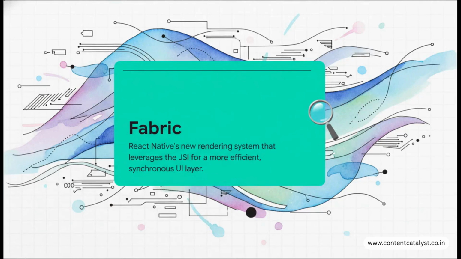Okay, so once you have that super fast, direct communication line from the JSI, what can you build with it? Well, that's where Fabric comes in. This is React Native's totally new rendering engine, and it is built from the ground up to use the JSI speed to make your UI updates incredibly fast and smooth.